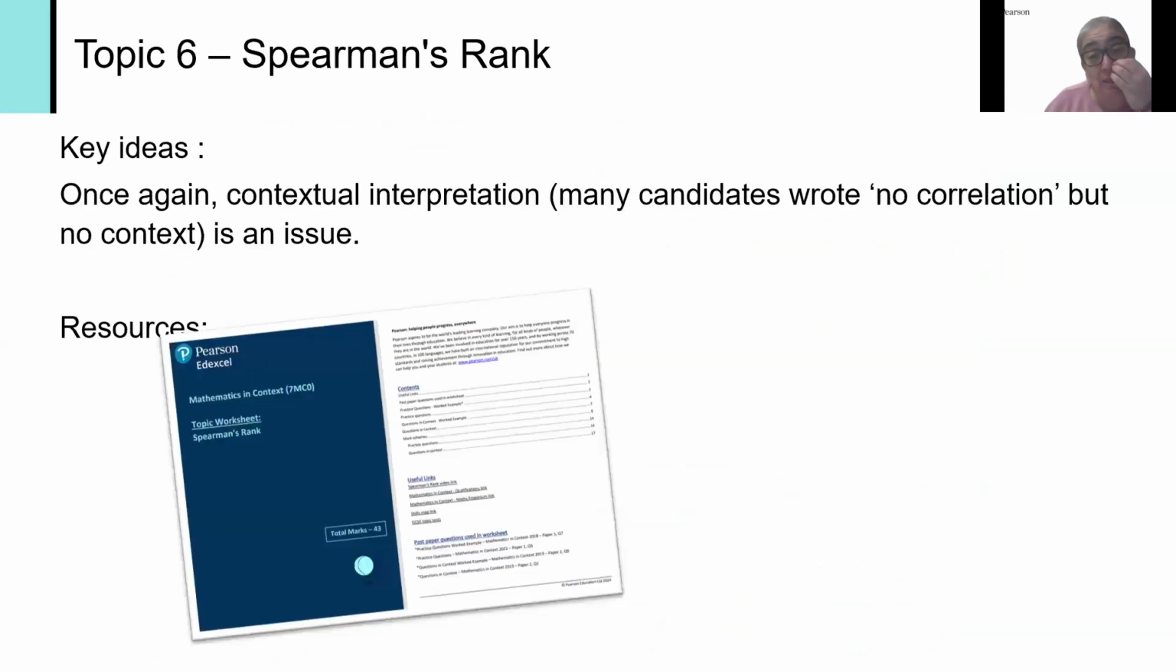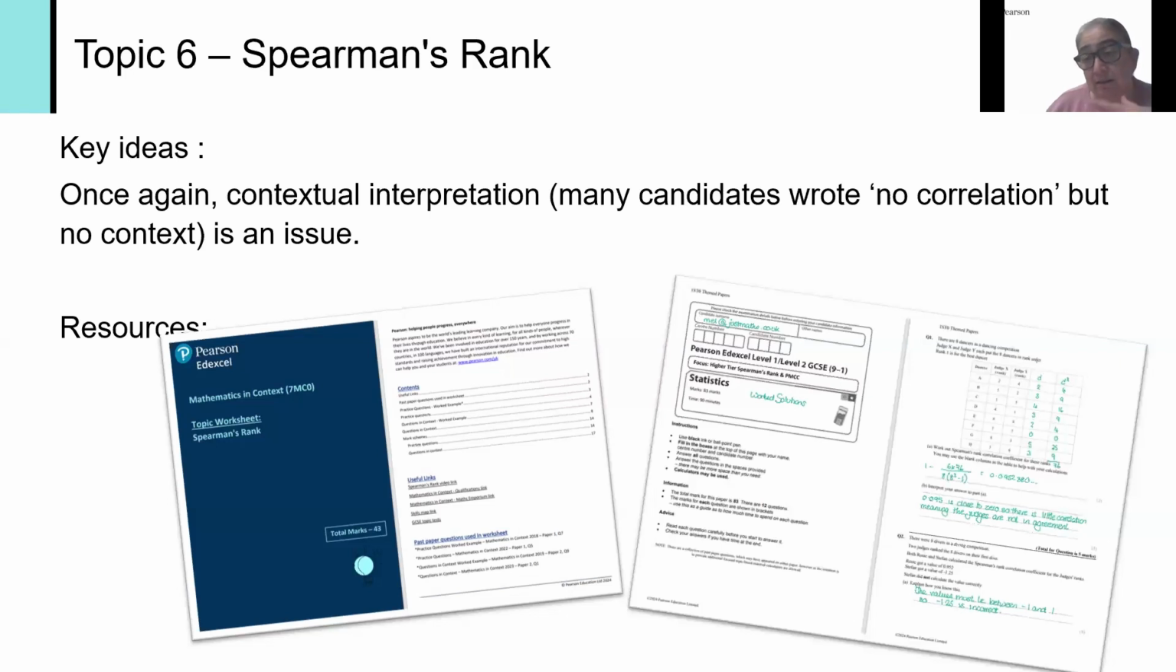Yeah, and so in terms of Spearman's rank, again, for foundation, I may not use the core for Spearman's rank. This might be one that is a step too far. But it's still useful for your higher tier students because you've got those contextual questions in there. So there's all about the story behind, and then you'll see there's 43 marks, so about 40 minutes probably. So a nice length to use in a lesson.